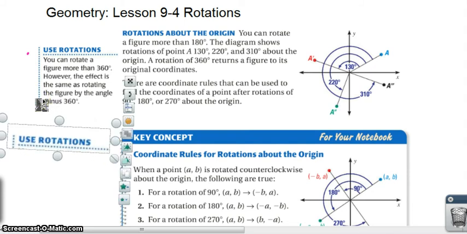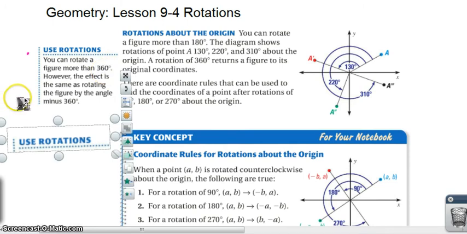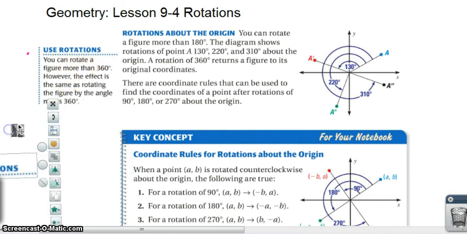One thing you'll notice is that this has not changed size, so rotations are an isometry. You end up with a congruent figure. Your image will be congruent to the pre-image. Alright, so we will get a little more into the specifics, but conceptually that's what we're dealing with. So rotation is about an origin.